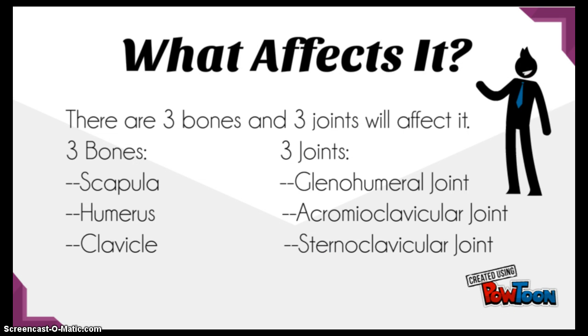What will affect this injury? There are 3 bones and 3 joints that will affect it. The 3 bones are scapula, humerus, and clavicle. The 3 joints are glenohumeral joint, acromioclavicular joint, and sternoclavicular joint. The 3 bones are joined together by ligaments, tendons, muscles, and joints.